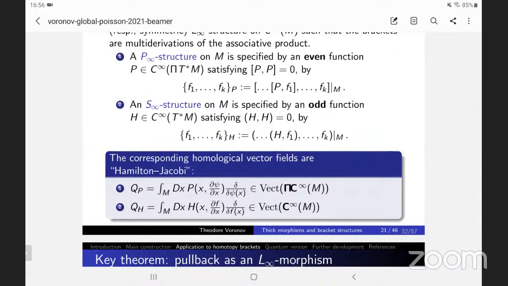So note that in the second case, we have an odd Hamiltonian H, but the function f, which is a point in the space of functions, is bosonic. And so the derivative df/dx is an even covector. So it's indeed the argument of the Hamiltonian is a point of the cotangent bundle. In a similar fashion, for the case of a P infinity structure, this vector field lives on the space of fermionic functions, and this fermionic function psi is odd, and so dψ/dx is odd, and so you have a kind of anti-covector. So the arguments of P are as they're supposed to be, so they give a point of ΠT*M.